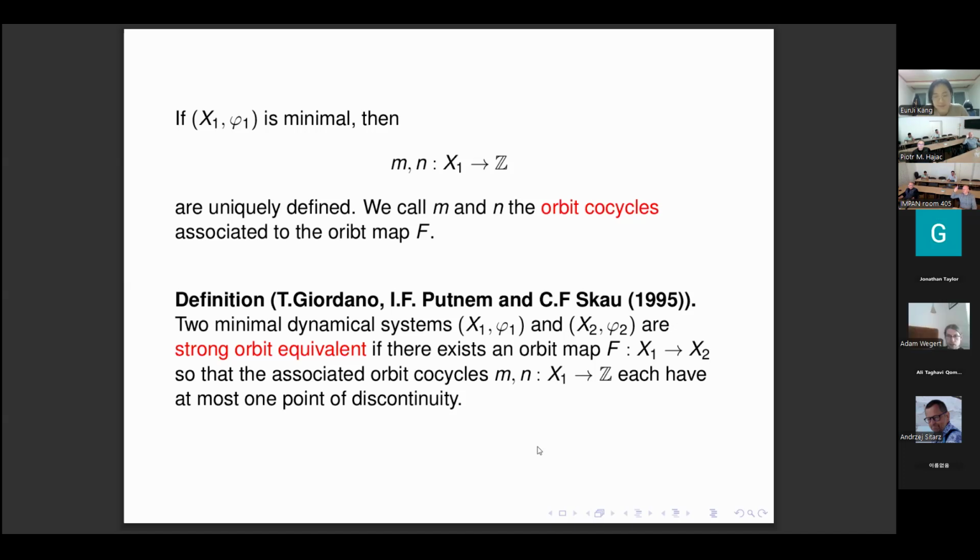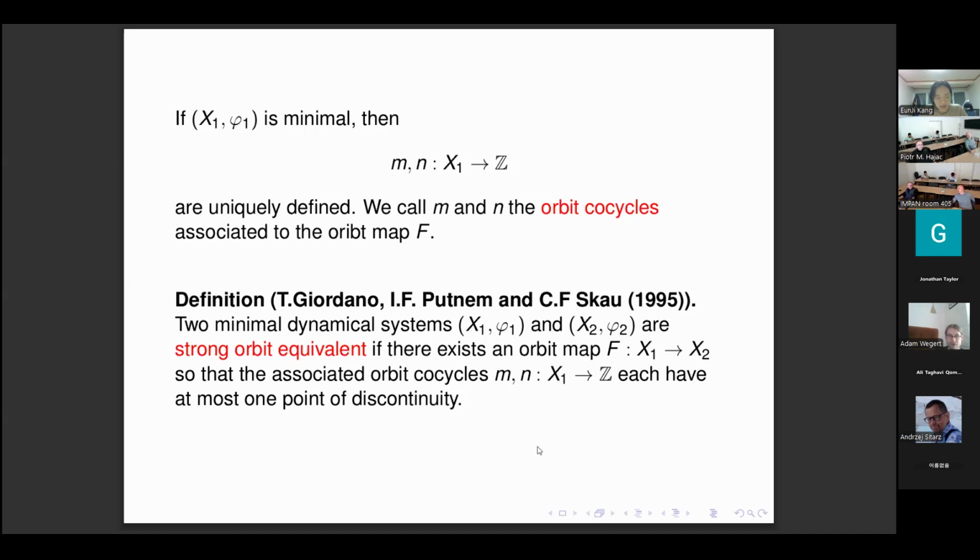Oh, sorry. Okay, but what does at most one point of discontinuity mean? Is the range of those maps two-valued? Ah, no, okay, this X1 could be disconnected, yes? Disconnected, and then, okay, I withdraw my question.